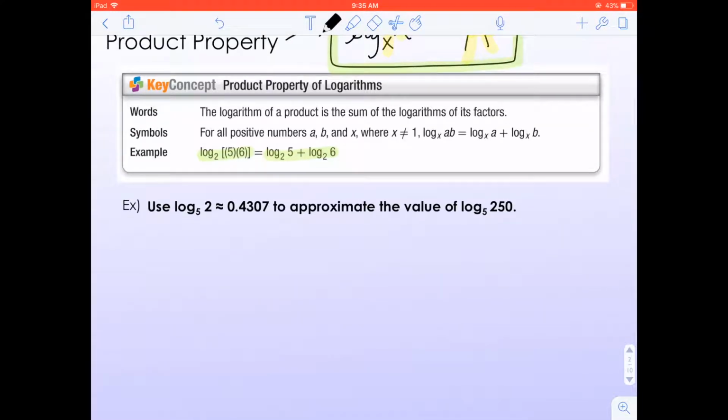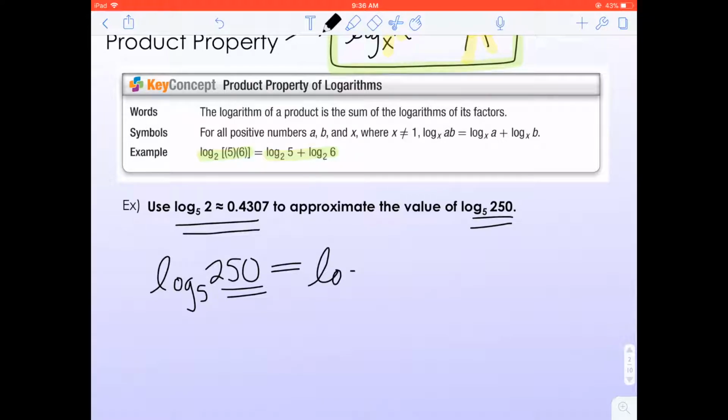So let's start with this example. If we're told that log base 5 of 2 equals 0.4307, we want to use that to approximate the log base 5 of 250. So we start with the log base 5 of 250 because that's what we want to figure out. Now we want to break up 250 so that somehow we can use this hint of log base 5 of 2. So that's going to give us log base 5 of 2 times 125, right? Because 125 times 2 equals 250.